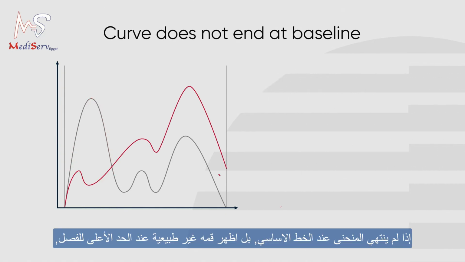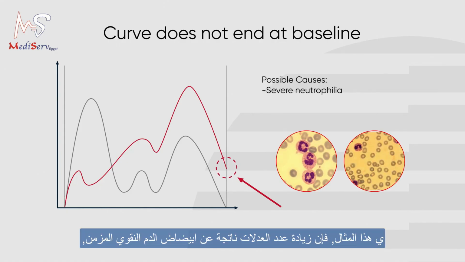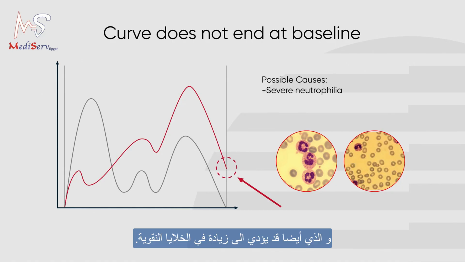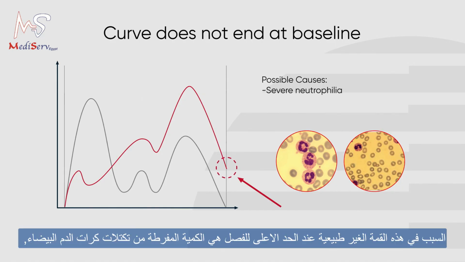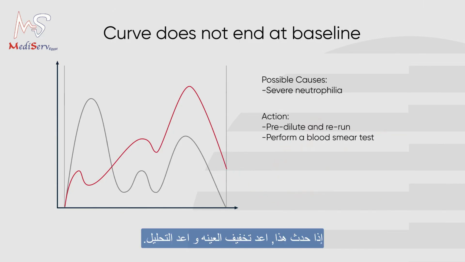If the curve does not end at the baseline, and instead displays an abnormal high at the upper discriminator, this could be due to severe neutrophilia. In this example, the neutrophilia is due to CML, chronic myeloid leukemia, which also can result in an increase in myeloid cells. The reason for the abnormal high at the upper discriminator is that the extreme amount of white blood cells clusters, making it complicated for the analyzer to read them one by one. If this occurs, pre-dilute the sample and rerun. Proceed to check smear.